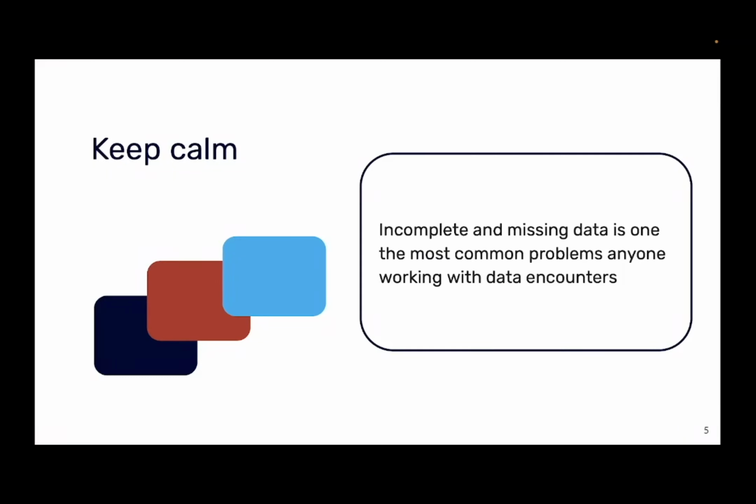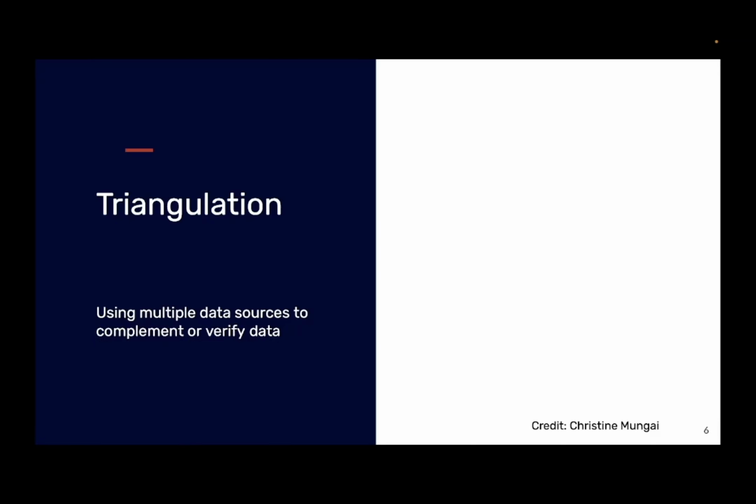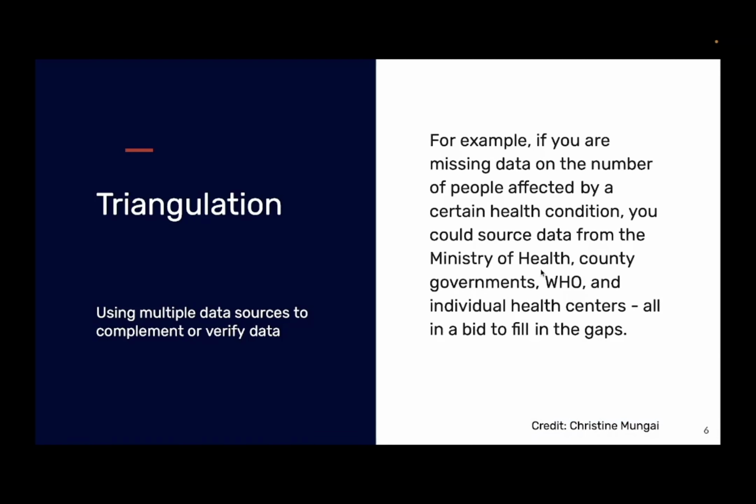Keep calm. Incomplete and missing data is one of the most common problems anyone working with data encounters. There are different ways to go about it. We will start with triangulation. This is using multiple data sources to complement or verify data. For example, if you're missing data on the number of people affected by a certain health condition, you could source data from the Ministry of Health, county governments, WHO, and individual health centers, all in a bid to fill in the gaps.